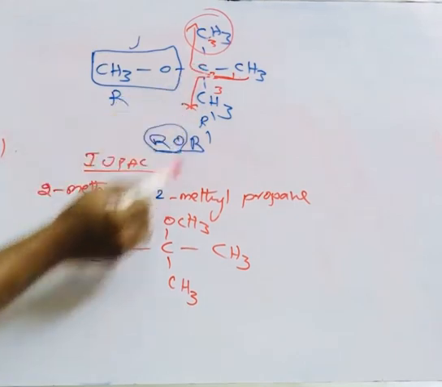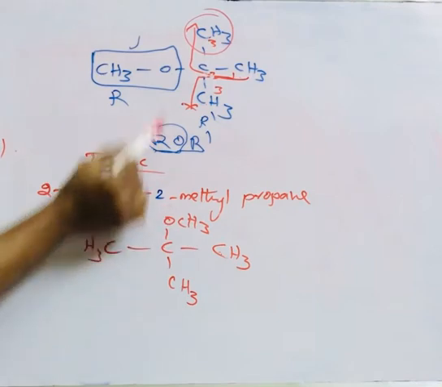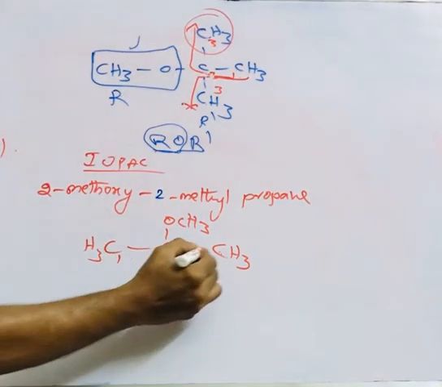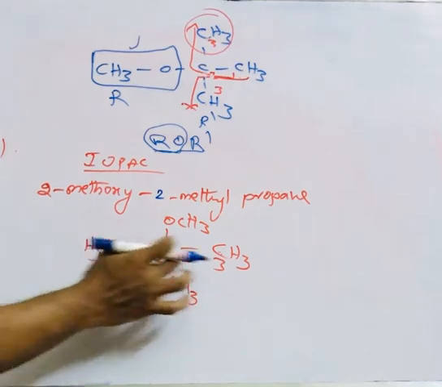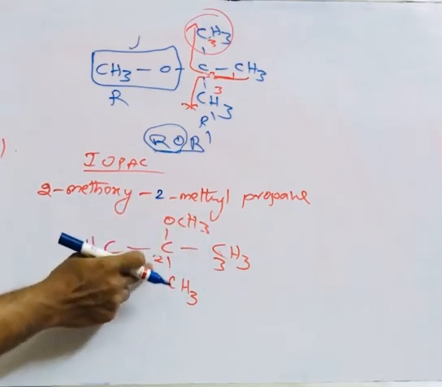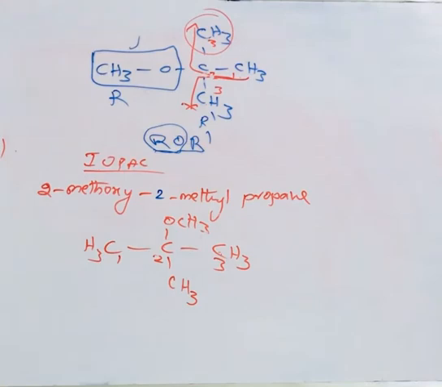CH3, then C, then CH3. And the substituent here is CH3. So now if you take 1, 2, 3 numbering, you can easily write that as propane, 2-methyl, 2-methoxy. Correct? So methoxy first: 2-methoxy, 2-methyl propane. It is a very, very simple concept. So like this we can write.